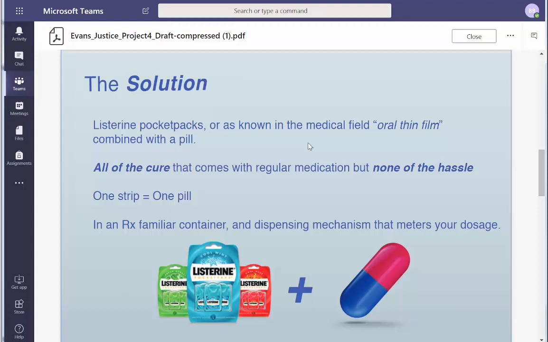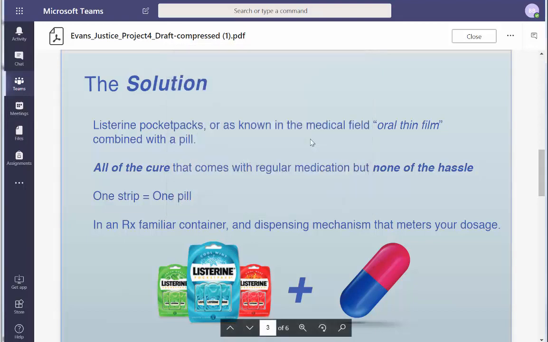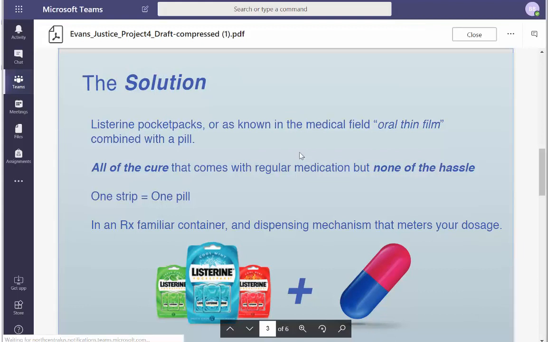Really, one strip equals one pill? I'm doubtful, just because I'm thinking like surface area. Let's change it. Cool, it's so much prettier. Okay, so if I took a Listerine strip, roll that joker up, it's going to be pretty thin. It's not going to have the same thickness as what I think a pill would. So I'd like more convincing that that's actually true.